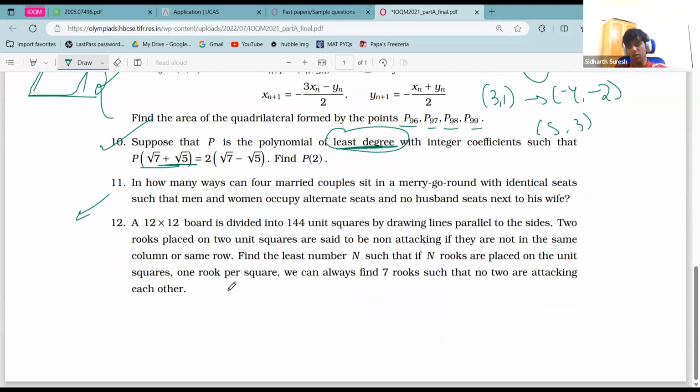11 was a simple normal combi problem. I think it's just decent counting. Yeah, it's just counting.